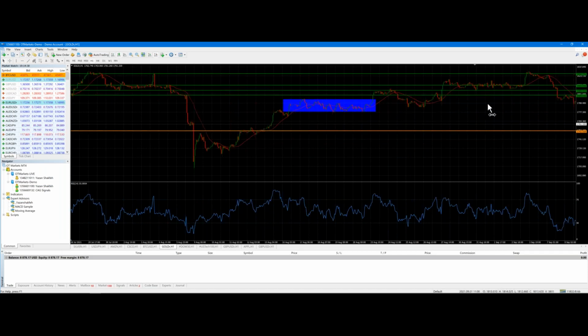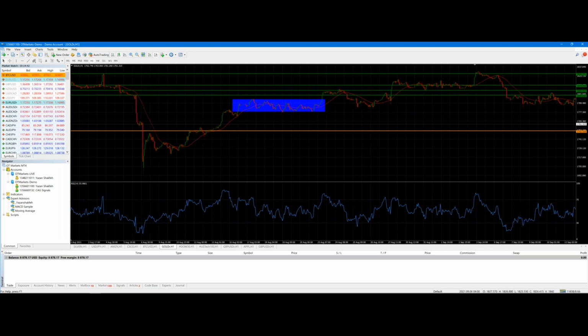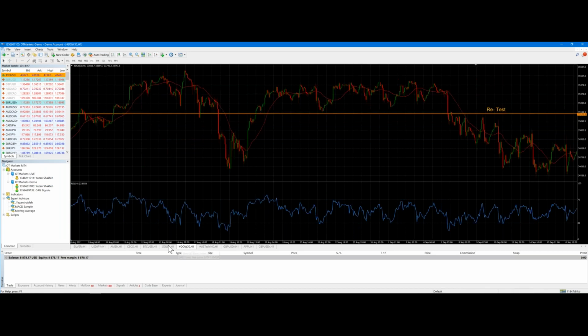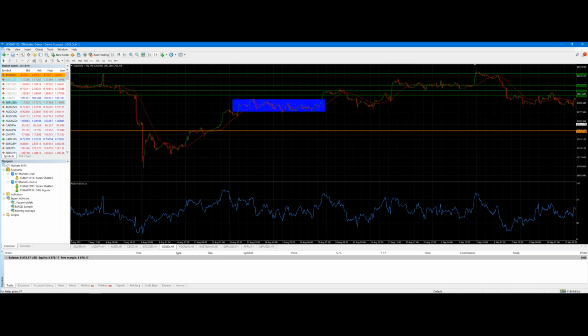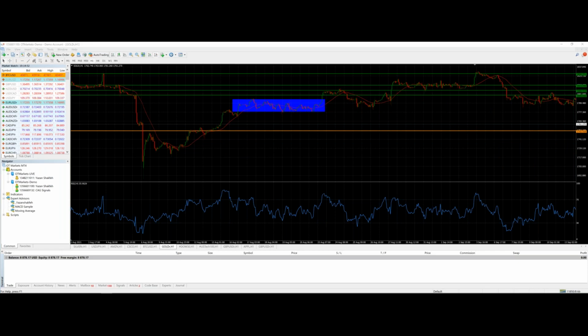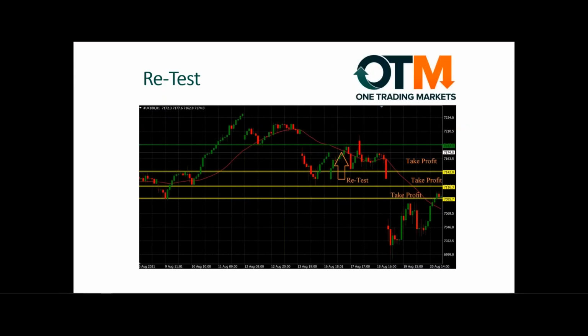Okay, and after reaching the last target, market went down. So this is the breakout with a build-up strategy, which is the second application of the price action. The third one is a retest.